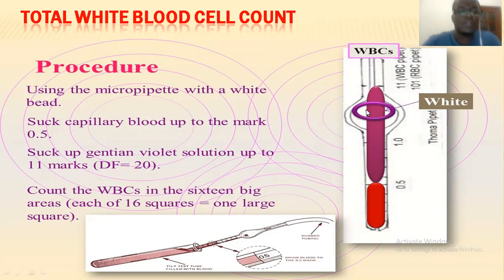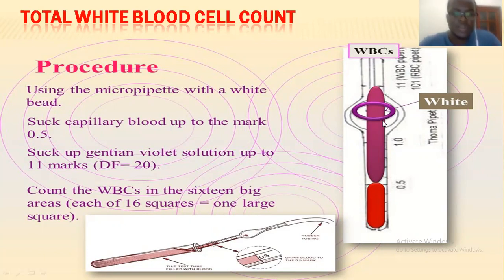When you do that, you'll have made a dilution of 20. The dilution factor here is 20. You are mixing about 0.5 into 10 parts of the diluting fluid. 10 divided by 0.5 gives you 20. That's the dilution factor. Now when you do this, how are you going to count the cells? After making your dilution, you need to discard the first 2 drops, so you can use a cotton swab to get rid of them, so that when you're charging the counting chamber, you introduce the blood that has been thoroughly diluted with the diluting fluid.